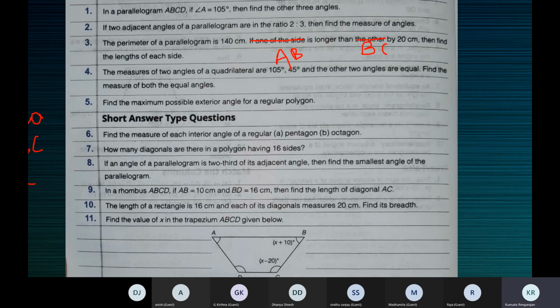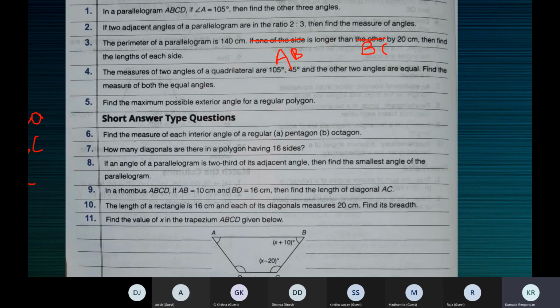Okay, I'll tell you the formula. Please work the seventh one and let me know the answer. It is n into n minus 3 by 2. Repeat, Anish. N into n minus 3 by 2. Yeah, this formula will give you the number of diagonals of a polygon.